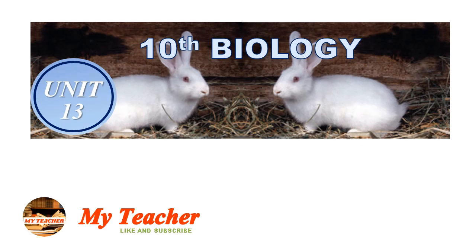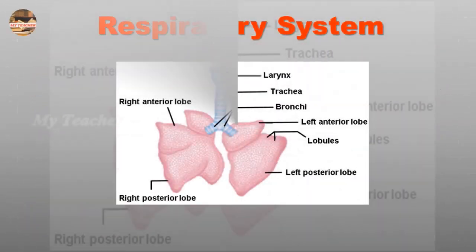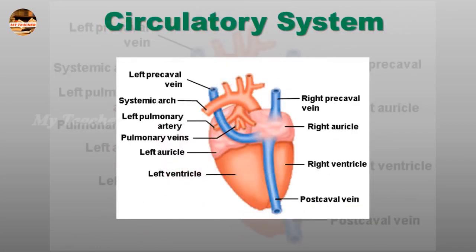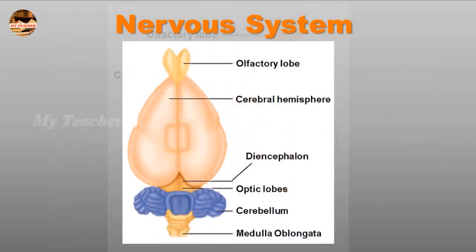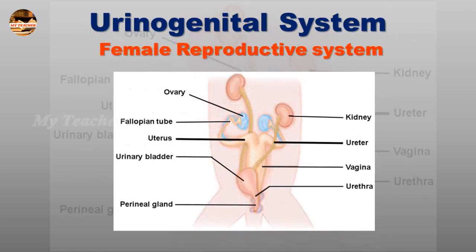Hello students. The 13th lesson in 10th science is Structural Organization of Animals. In this video, we are going to learn the respiratory system, circulatory system, nervous system and urinogenital system in rabbit. In the urinogenital system, you can see the male reproductive system and female reproductive system.